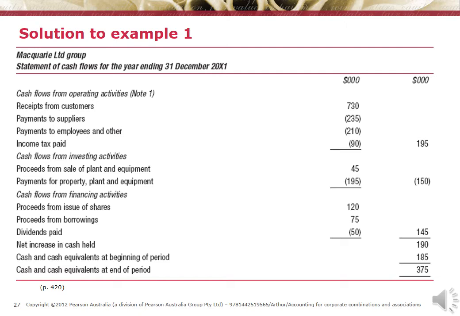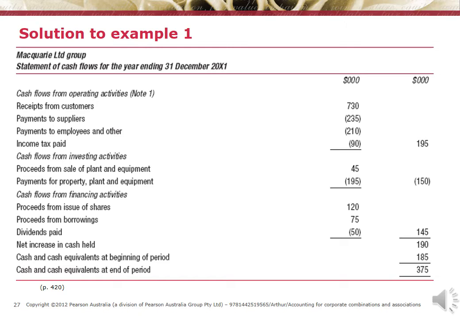And we also had this dividends paid, which was discussed on the previous slide, that $50,000 dividend paid, and we also saw that within the statement of changes in equity on slide 24. Within the retained earnings account, we saw that dividend paid $50,000. So that's how the consolidated statement of cash flows is presented.